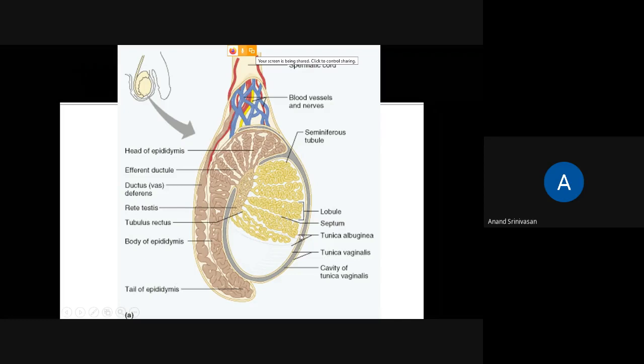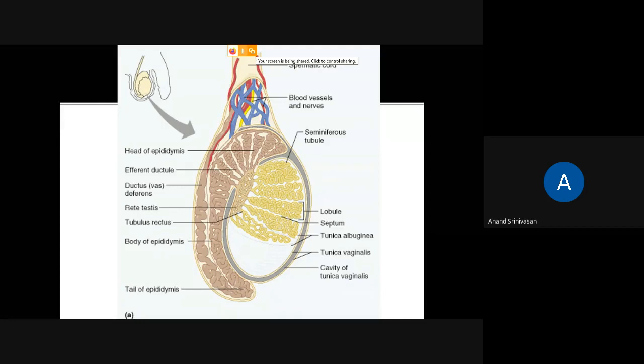So here you can see the outermost structure. This grayish part is called tunica vaginalis, and the inside part is called tunica albuginea. Then the lobules, and inside the lobule there are seminiferous tubules. Any doubt until now?